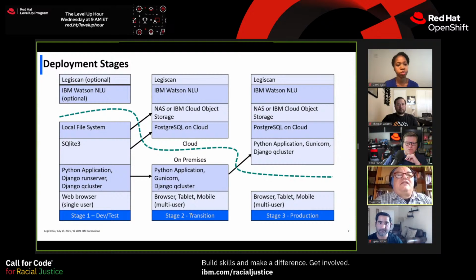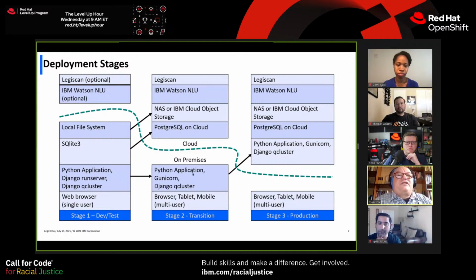And then in the transition phase, we're able to move the local file system, which contains all the PDF and HTML of the legislation we've downloaded, into either a network attached storage, a NAS, or we're using IBM Cloud Object Storage. We can support either of those. And instead of just the SQLite 3, we're using a more robust database called PostgreSQL that we have running in the cloud. So it's a centralized repository.